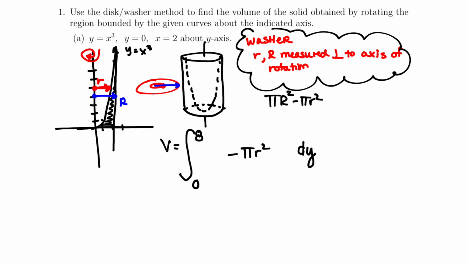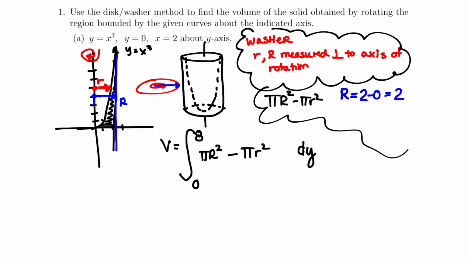That was really sloppy. Pi big R squared. Here we go. So, little think bubble. What's my big R? What is my blue distance? It's outer curve minus inner curve. What is it? It's 2, isn't it? Big R is 2 minus 0, or just 2. My big radius is always 2 units. Beautiful.